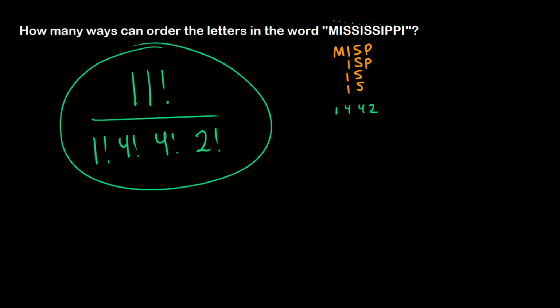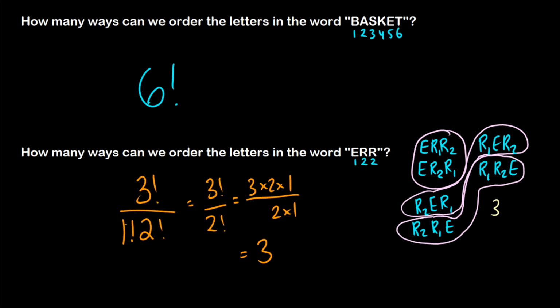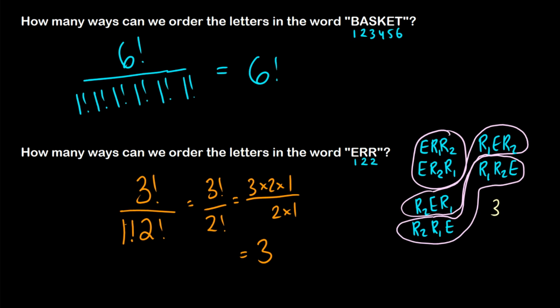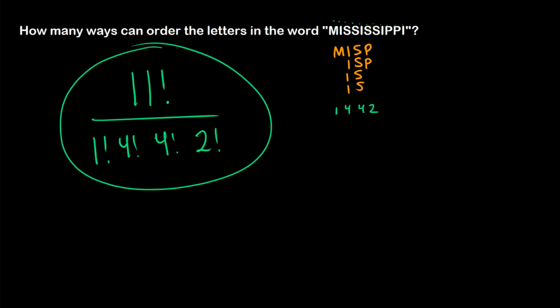Let's look at the first problem with basket. Well, if we think about basket, there's 1 B, 1 A, 1 S, 1 K, 1 E, and 1 T. So we do 6 factorial divided by 1 factorial, 1 factorial, 1 factorial, 1 factorial, 1 factorial, and 1 factorial. So this is the same method as before, but because we only have one of each, this is just dividing by 1 6 times. So this is just 6 factorial. So you can just use this method for every problem if you wanted to.